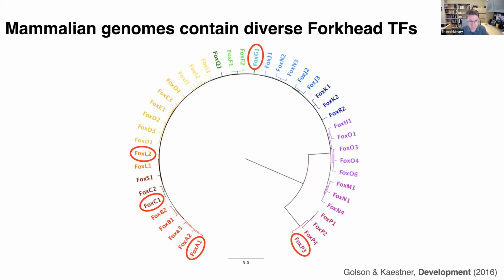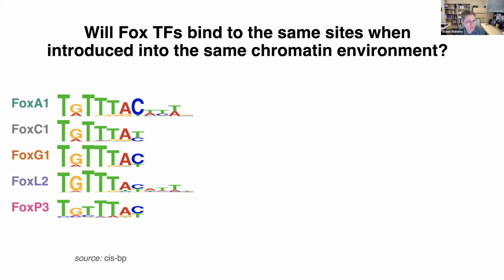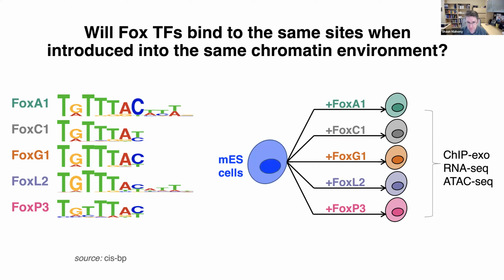change. So the first thing to say about these 5 factors is that they have similar in vitro binding preferences, at least according to what's stored in the ISMB database. They all seem to like to bind this TGTTTAC pattern. So we might expect that if we introduce them all into the same chromatin environment, they might all bind to similar sites. So we're going to test this by overexpressing them in mouse embryonic stem cells, where we know quite a bit about the pre-existing chromatin environment. We're going to express them for 24 hours, and then we're going to measure their binding using ChIP-exo.